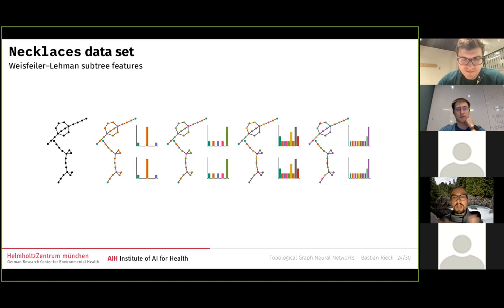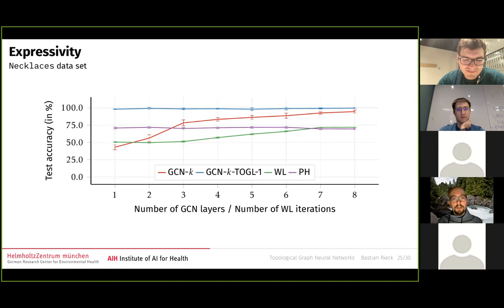Now, for the necklaces data set, you would expect something similar. Indeed, thanks to, I should mention this by the way, these are Max's drawings, which he did for his dissertation, which he's currently writing. You can see that if you apply the WL test to some of the necklaces, they will also end up having the same histograms between the two classes, so you wouldn't expect a very high accuracy of WL there either. I should stress that some of the necklaces that are generated actually lead to different WL representations. So it's not a data set on which WL completely fails, but it fails in most of the cases. And we will see this on this slide here.